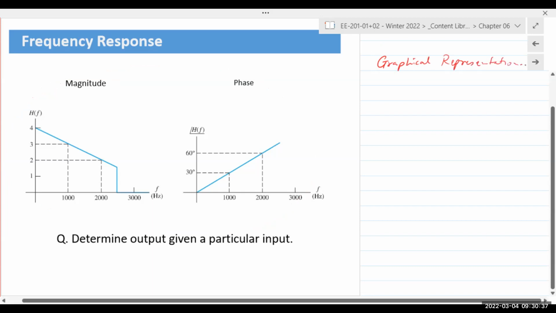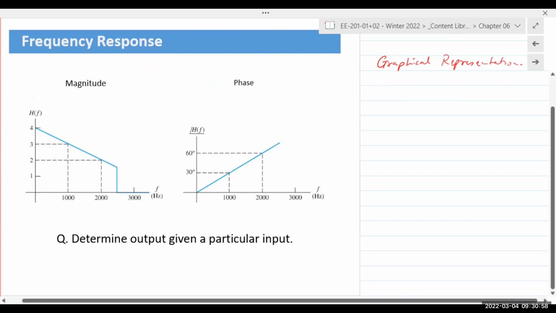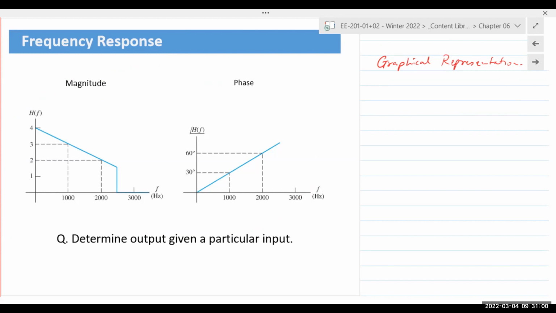So on the left here, we have the magnitude. On the right, we have the phase of the transfer function. We are not told what kind of circuit it is. We don't really care what kind of circuit it is. What we need to do is just determine what the output would be given any particular input. So let me bring up a specific question.